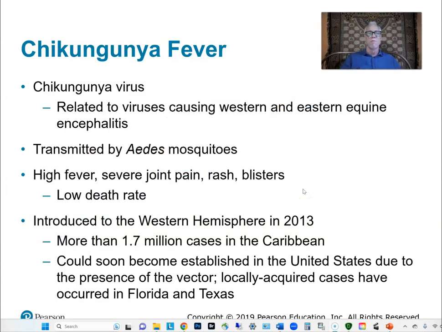Chikungunya, a most unfortunate story. Chikungunya is a virus transmitted by Aedes mosquitoes, and it causes a high fever, severe joint pain, rash, and blisters. This is no joke. It has a relatively low death rate, but it is a very, very unpleasant disease indeed. It was introduced into the Western Hemisphere only as recently as 2013. There have been more than 1.7 million cases in the Caribbean, and it seems like it's relatively soon going to be established in the United States.